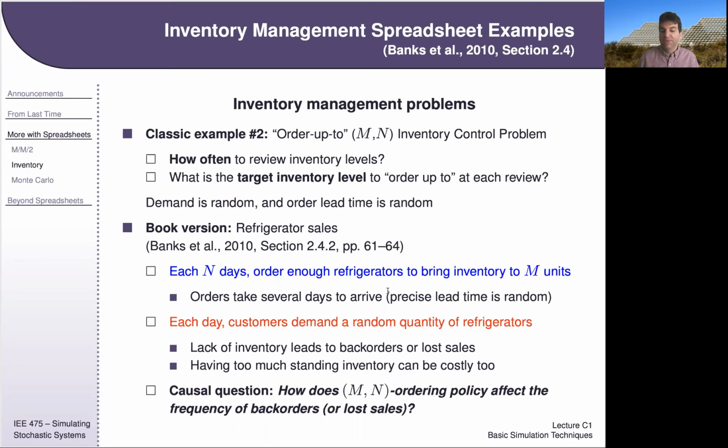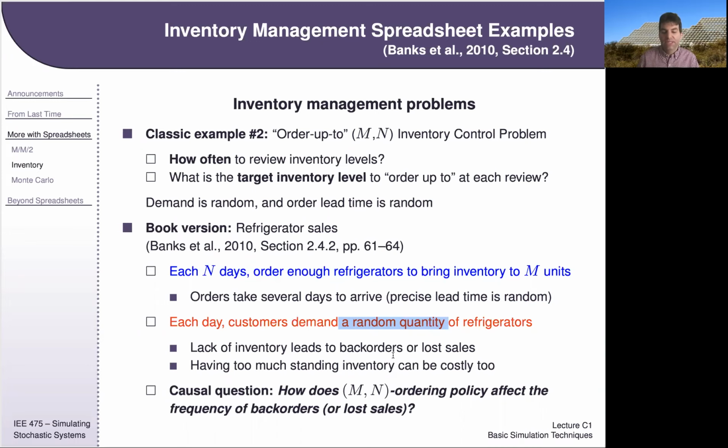And orders take several days to arrive, that's so-called lead time. And so that lead time is something that we're going to randomize. So we know on average it takes a certain number of days, but sometimes they come quicker and sometimes they go slower. And each day, customers demand a random quantity of the refrigerators. So that's the other random thing that we're going to put in here in the stochastic model.